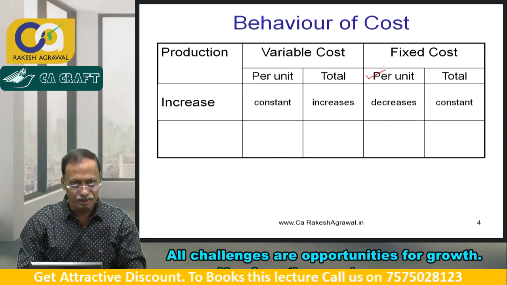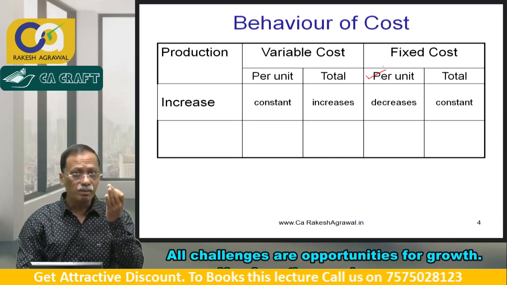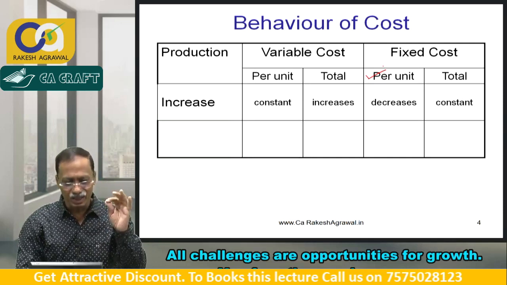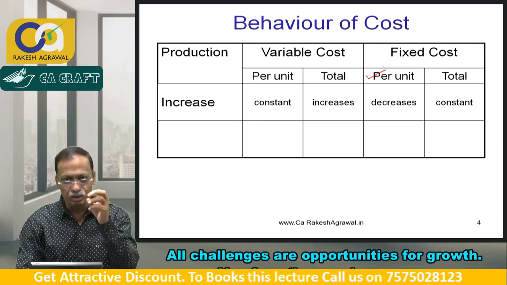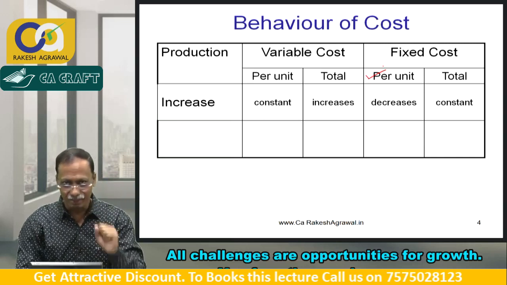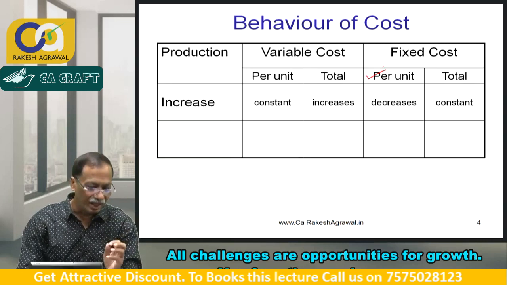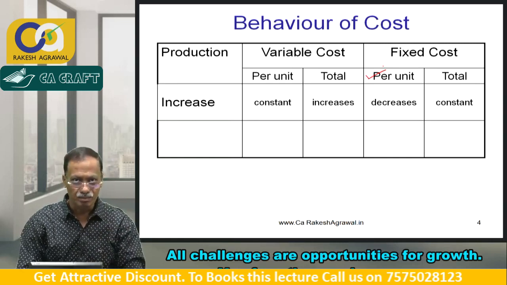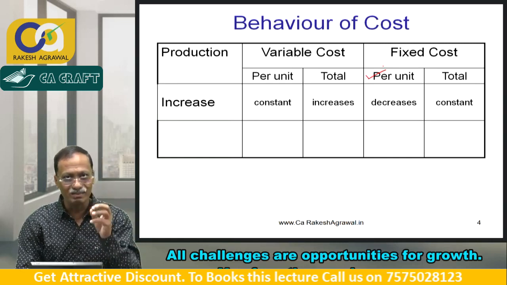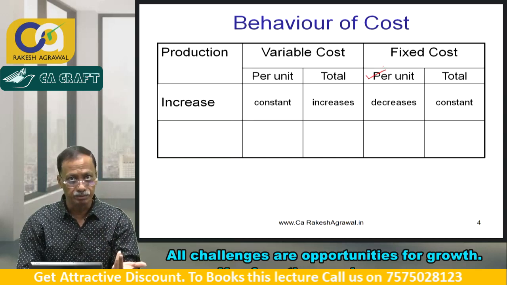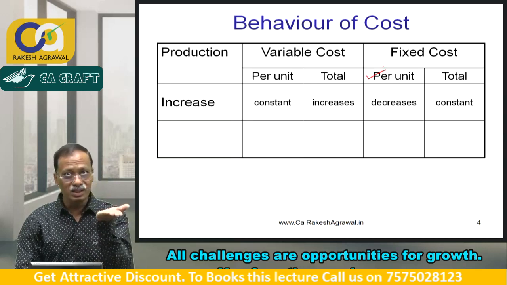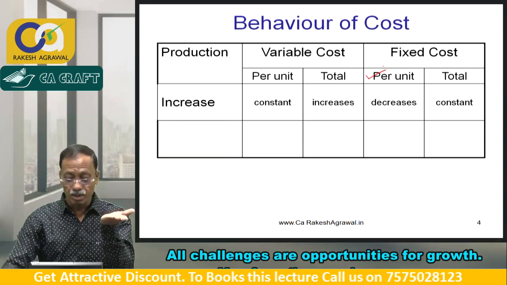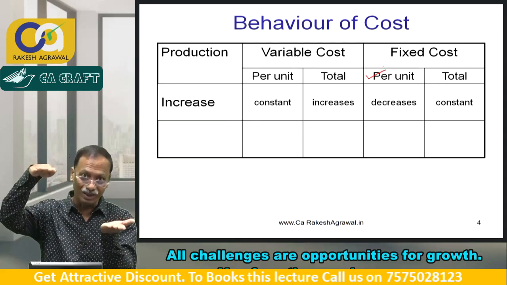If I take the same example of rent, let us say, a simple example, monthly rent is 1 lakh. 1 lakh rent divided by, suppose, 10,000 units, just to take a simple figure. So 1 lakh divided by 10,000, you will get 10 per unit. But when my production increases to 15,000 units, rent will remain 1 lakh.